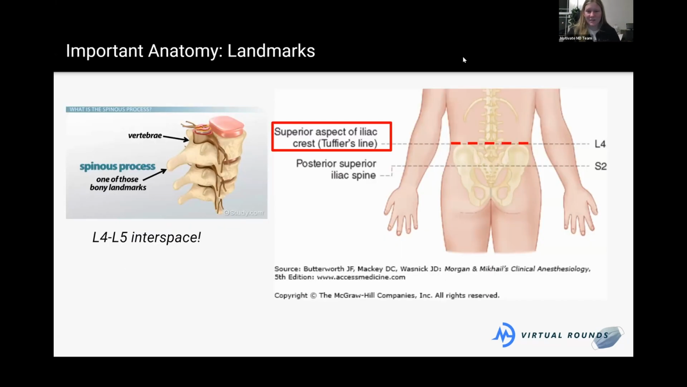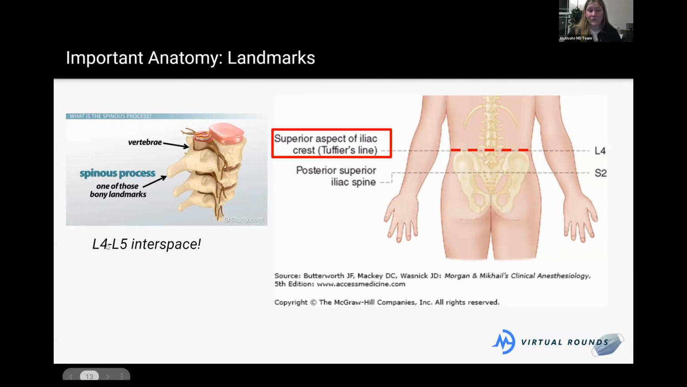But first, I wanted to show you guys where this actually is going to be taking place. Like I mentioned, we're going to be shooting for the L4 to L5 interspace. If we look at a diagram of the spine here, it lines up with the very top of the hip bones, called the iliac crest. That's approximately where we see the L4 vertebrae. So that's going to be our landmark.